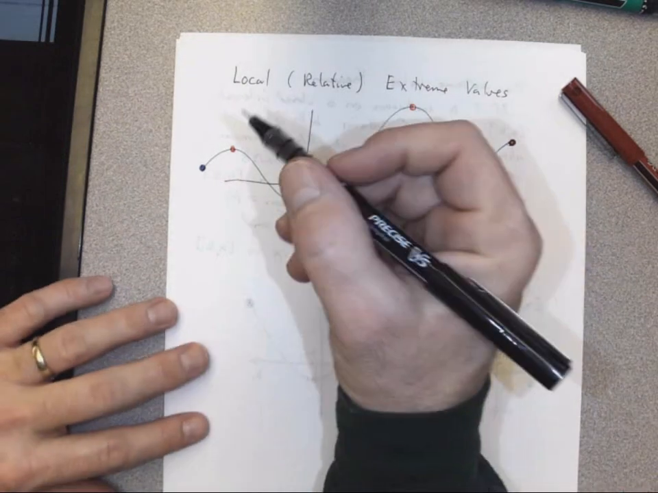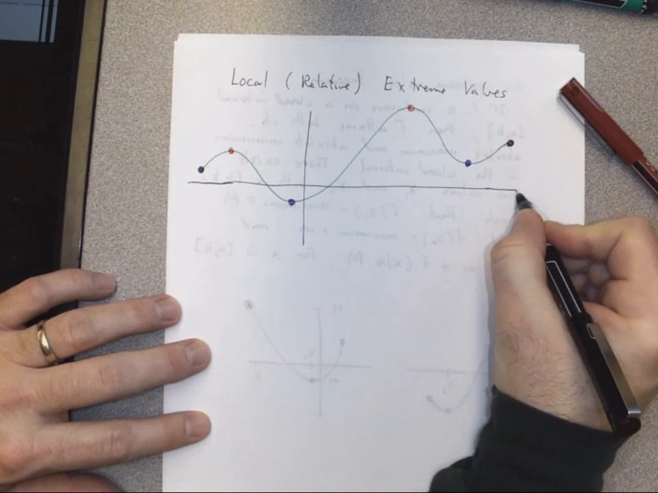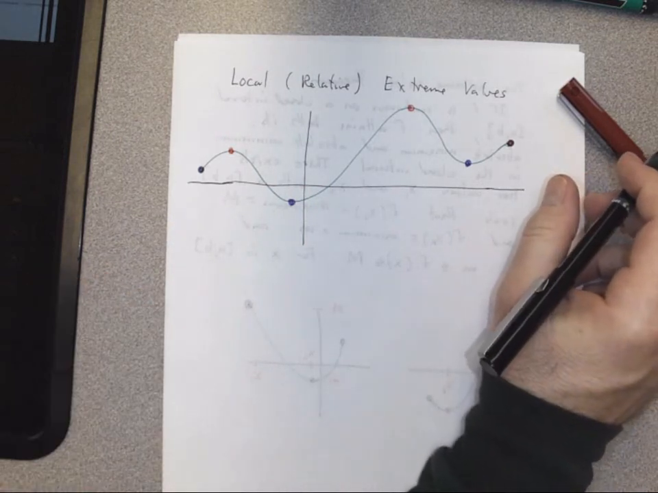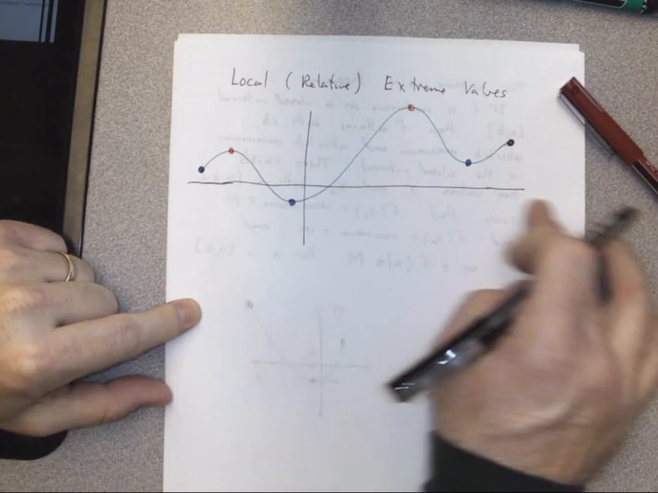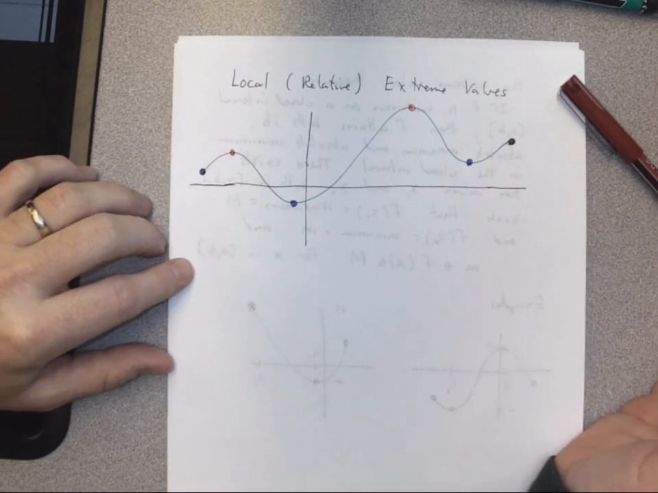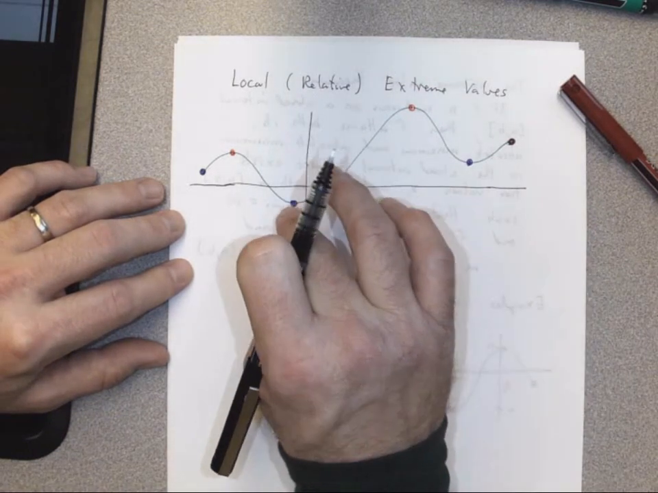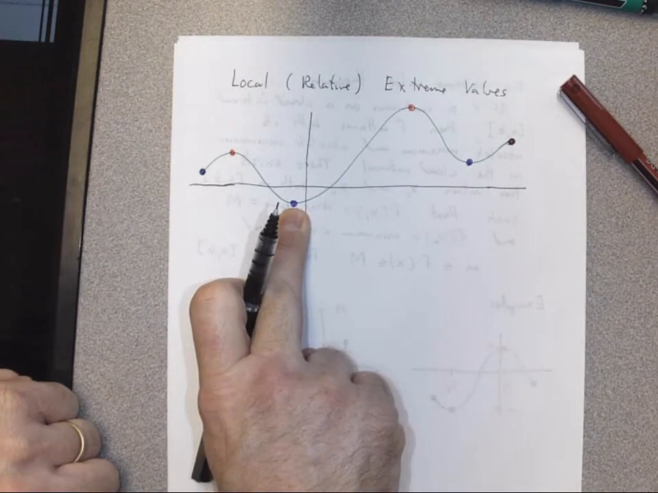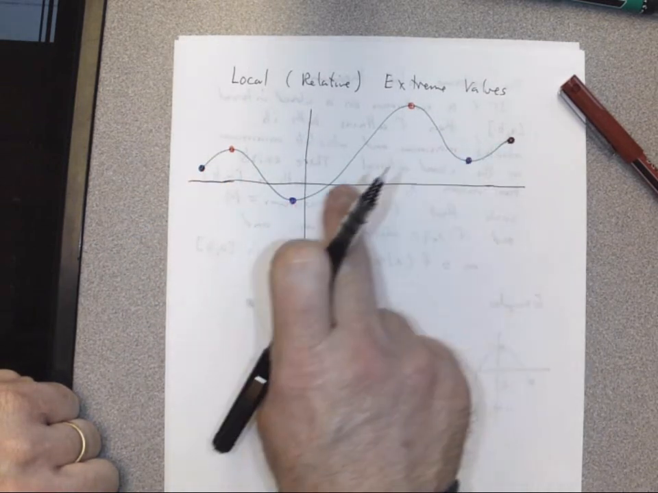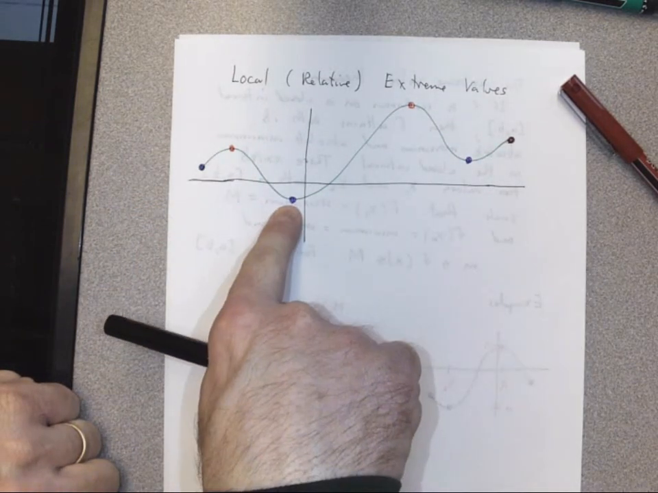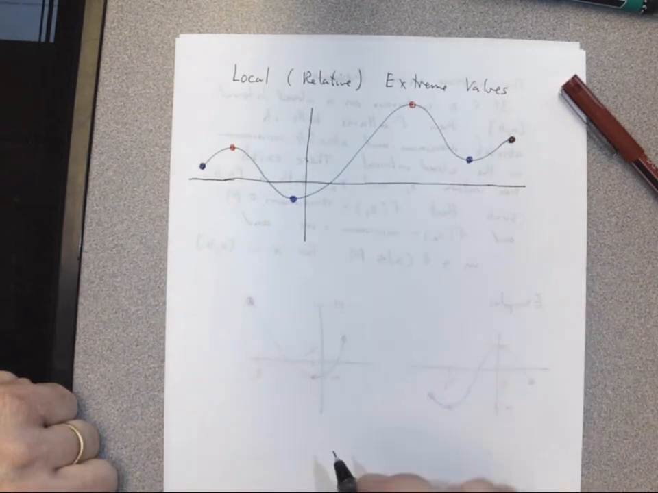So these values right here are all considered relative extreme values, because the extreme values are both your relative minimums and your relative maximums. Now remember, even though this is an absolute minimum, this also is a relative minimum, okay? So all three are relative minimums, but this one's the only one that's an absolute minimum. So again, the absolute minimum is a subset of the relative minimums.